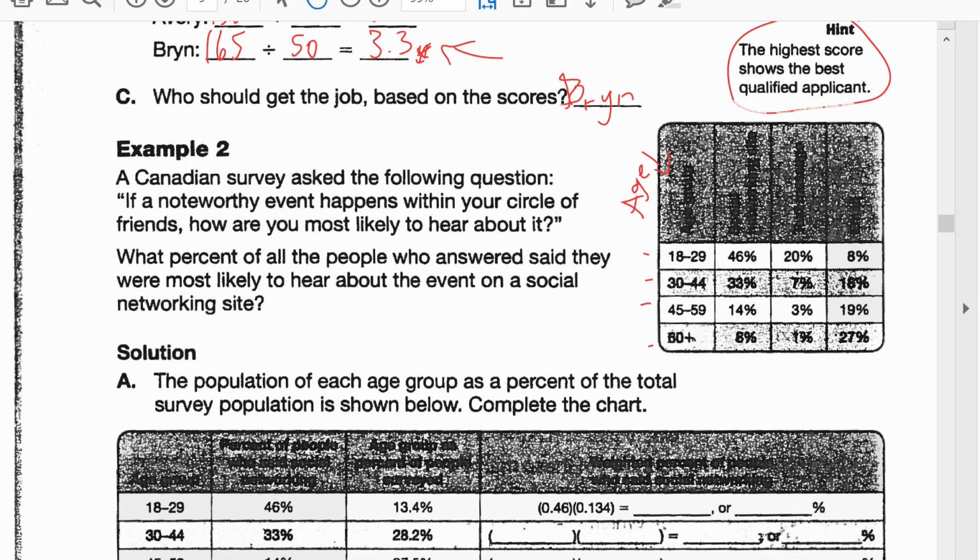So I'm going to just write above so you know what you're looking at here. Social network means like Facebook, Twitter, Instagram, Snapchat, etc. The next one is text messages, and the last one is email. So you can see mostly people that are in their younger ages tend to use social media as a way to get information.